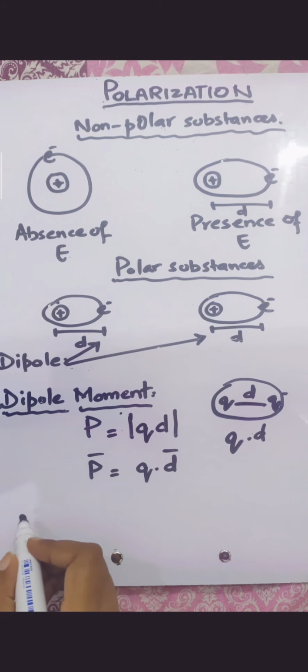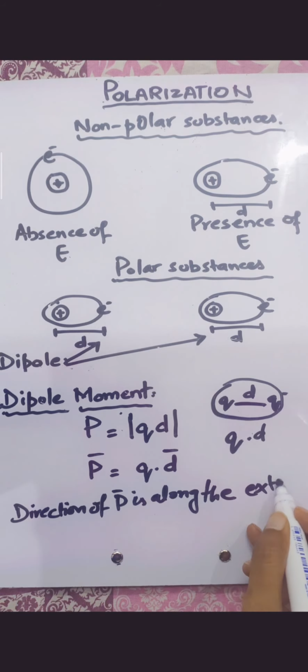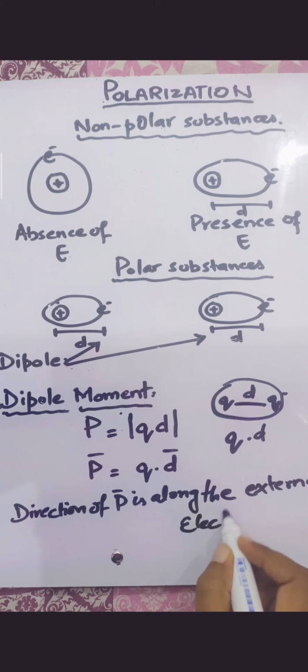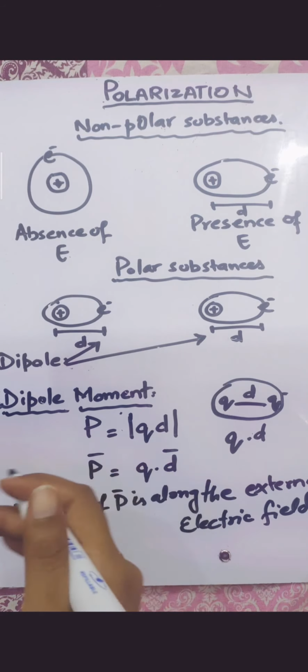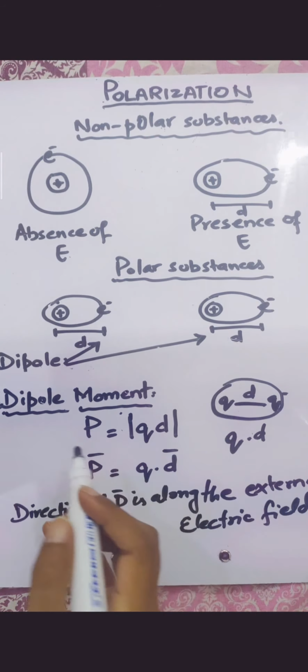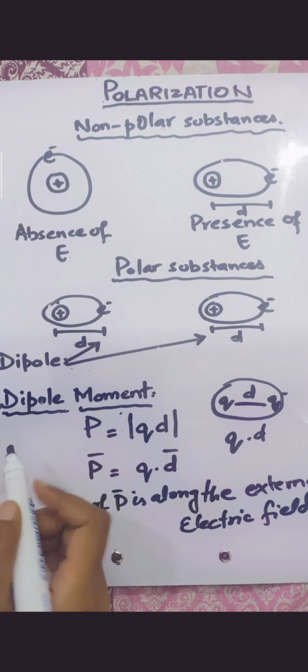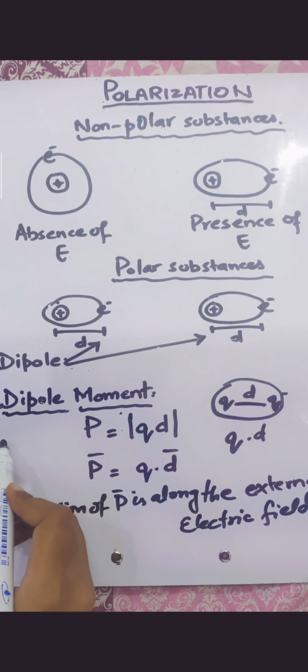Why? Because all of the dipoles will try to align themselves along the external electric field. Although we see that inside the dielectric the field direction is completely opposite to the external electric field, overall the dipole moment's direction is towards the electric field, since all the dipoles try to align themselves, right?